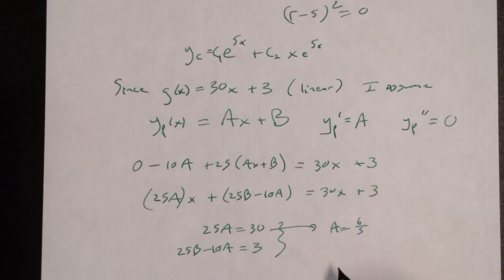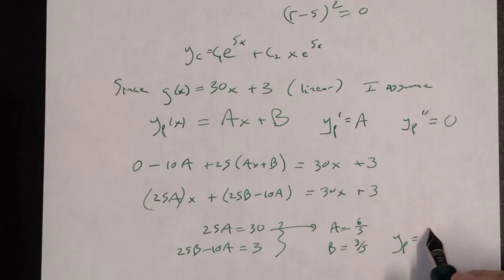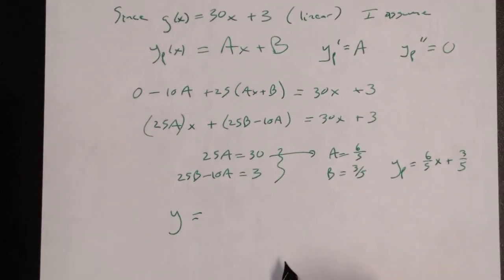And if I put that back in here, ta-da! But wait a minute. That's yp. I already got yc. Yp is now 6/5 x plus 3/5. That means I know my complete solution.